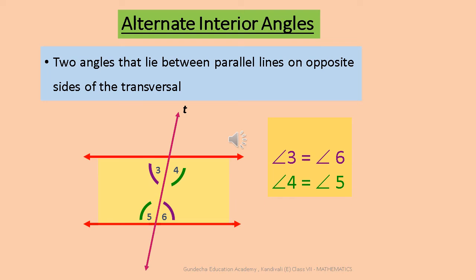Alternate interior angles. Two angles that lie between parallel lines on opposite sides of the transversal are known as alternate interior angles. In the given figure, angle 3 and angle 6 are one pair of alternate interior angles because they lie between the parallel lines but on opposite sides of the transversal. Similarly, angle 4 and angle 6 are also another pair of alternate interior angles.